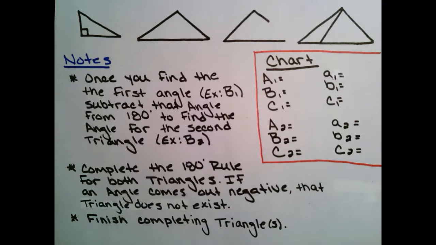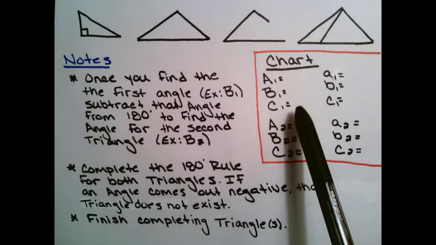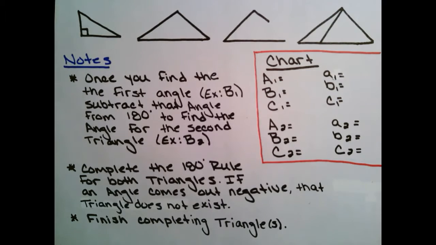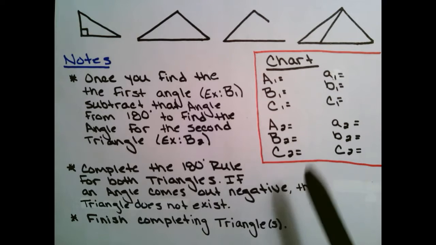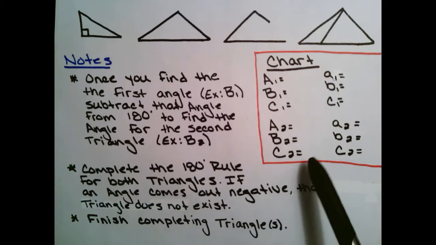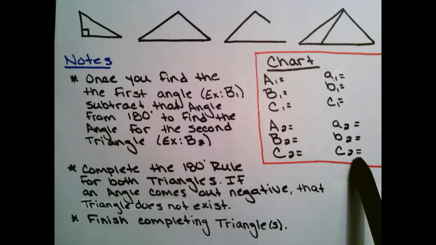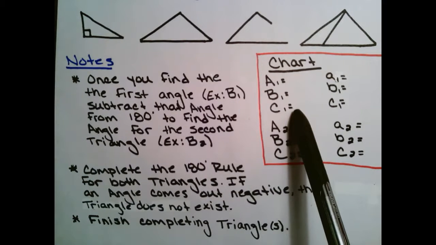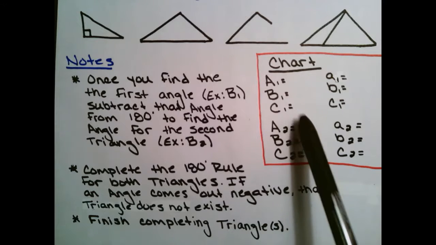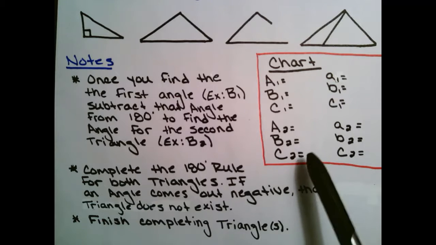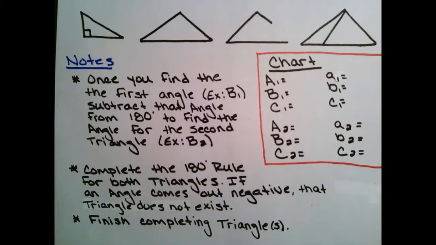Your next step is to complete the 180 rule for both triangles. Now, let's say, for example, you're finding the big C for both with the 180 rule. If one of those were to come out negative, let's say this one comes out negative, then this entire triangle does not exist and you just continue working with this one. If they both come out as positive numbers, then all you have to do is complete the procedure as if you were solving two separate problems and finish each of the charts.